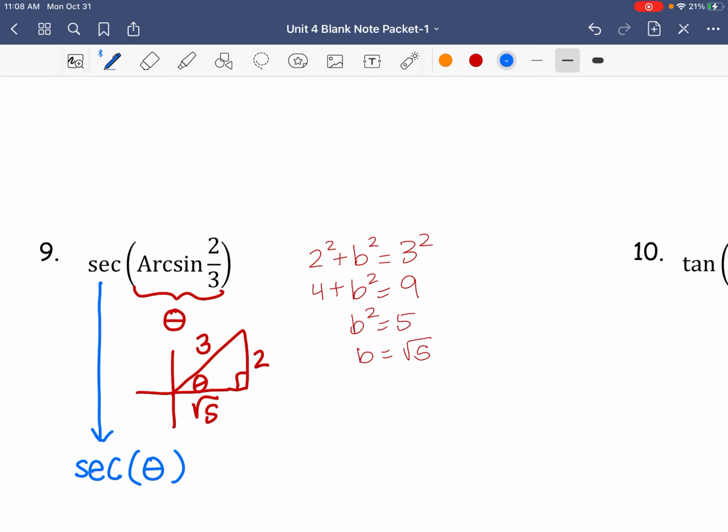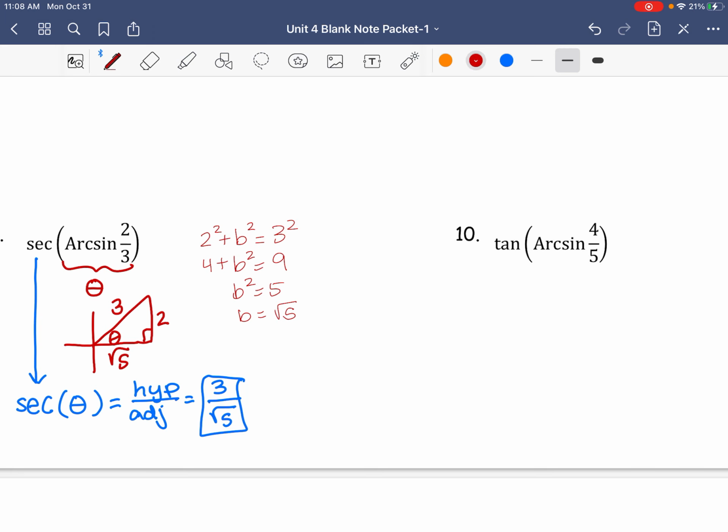So look at your triangle. I know that secant is hypotenuse over adjacent. So 3 over √5. You're allowed to leave the radical in the denominator.